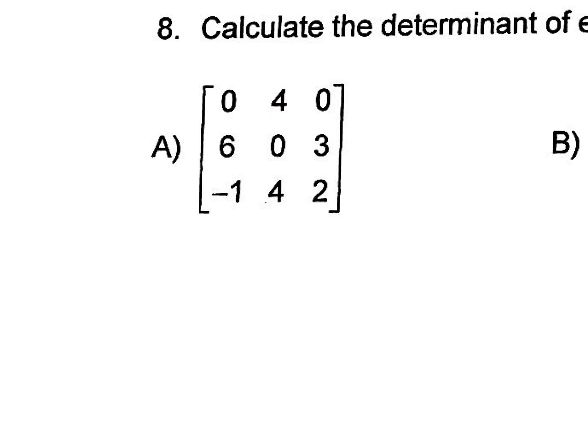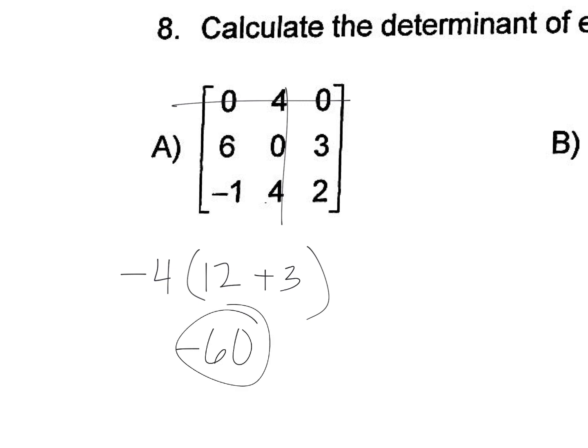And remember, it's the entry times the cofactor. Well, this is row 1, column 2. And when the row and column add to be odd, the cofactor is equal to the opposite of the minor. So you've got to put a negative out front, a -4 times the determinant of what's left over. If I cancel out that row and column, I have 6 times 2, which is 12, minus 3 times -1 is -3, which gives us a +3. So that'd be 15 times -4. Determinant would be -60.